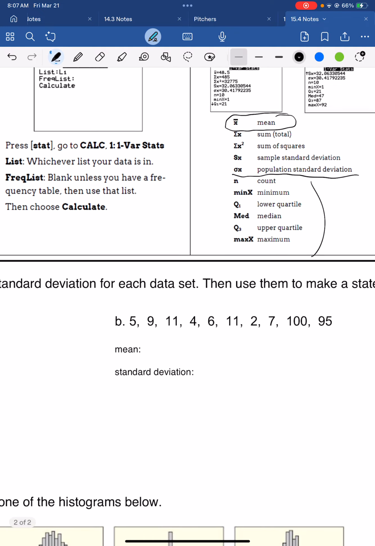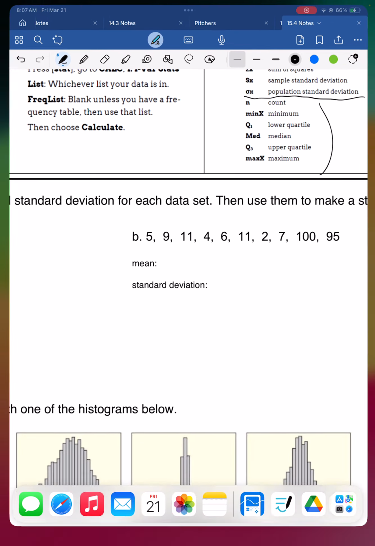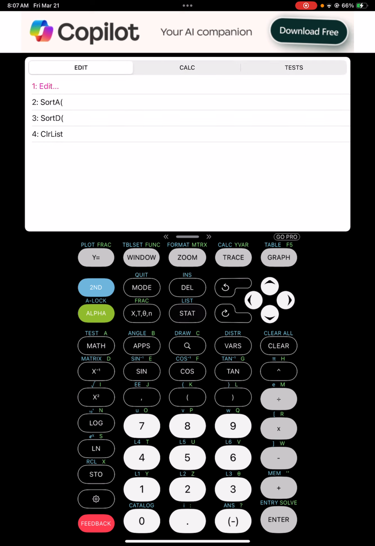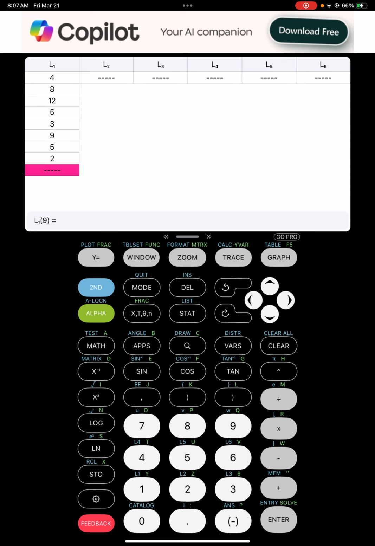So we need to input these data values back in our calculator. We're going to click stat, the one in the middle. We're going to click edit, and I don't want to have to hit delete for all of those, so I'm going to highlight my list. I'm going to hit clear and then enter, and now I'm good to go.